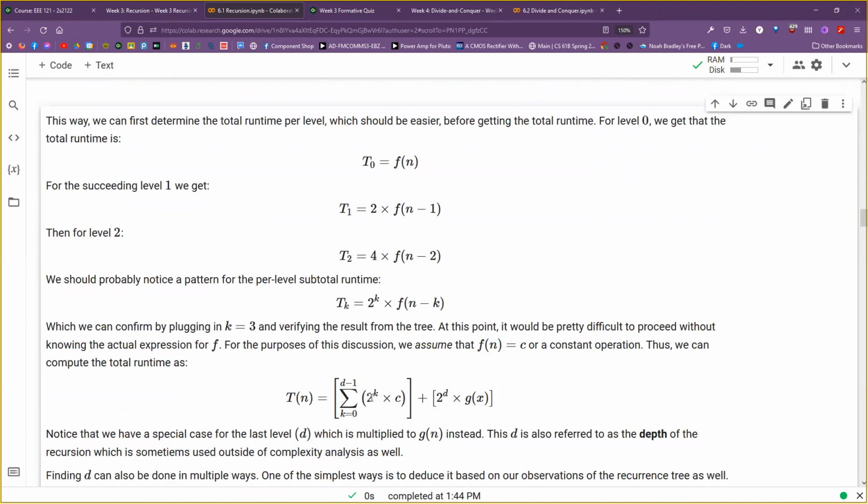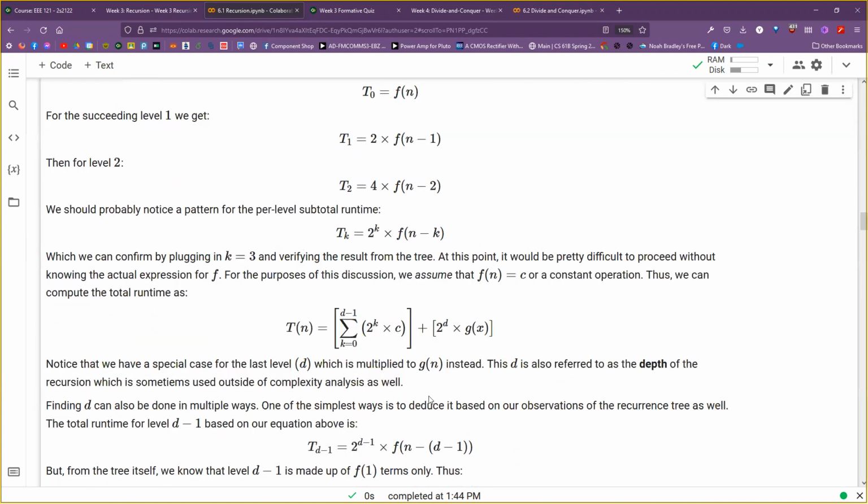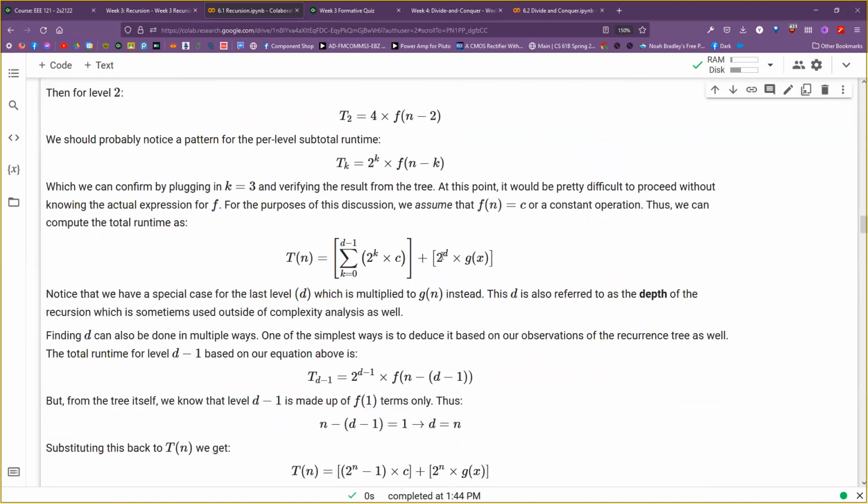So it's just 2 to the k. Even if we assume that f of n is just c, so 2 to the k times c from k equals 0 to d minus 1, because we start at level 0 up to d minus 1. That is the second to the last level, and d is the last level. And then for the last level, we have 2 to the d times g of x.